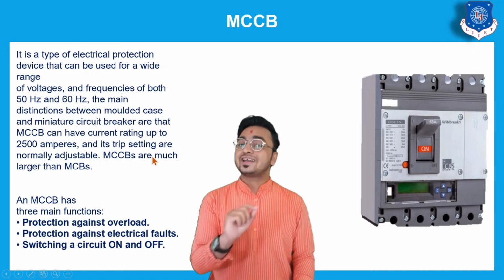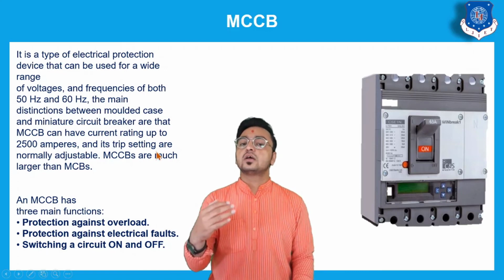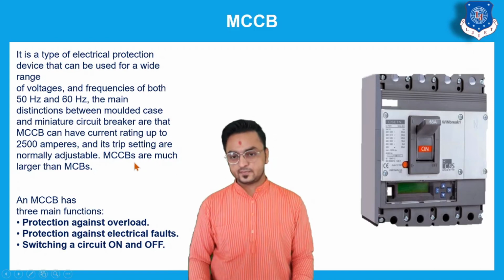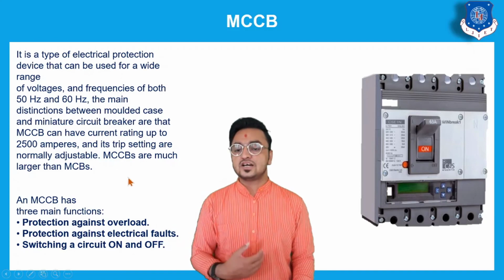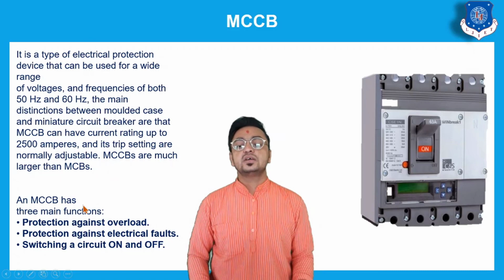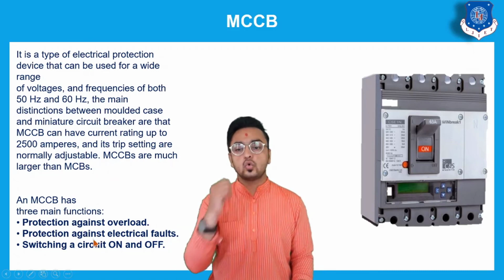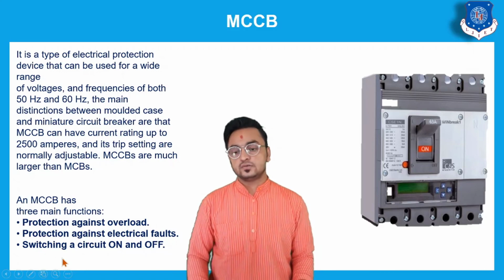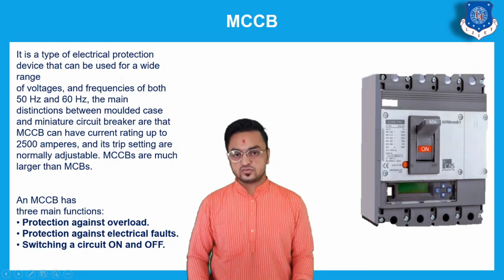So here you can adjust this setting, meaning you can adjust the level of current at which you need the MCCB to operate. And next, MCCBs are much larger, as ratings are larger compared to MCB. So basically MCCB has three functions: to protect against overload, to provide protection against electrical fault, and basically you can manually turn on or turn off the switch.